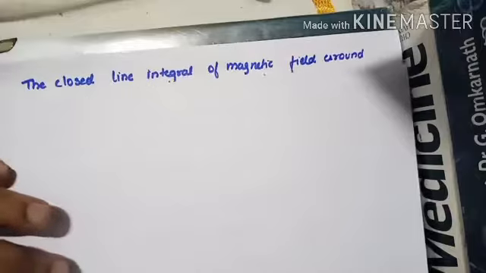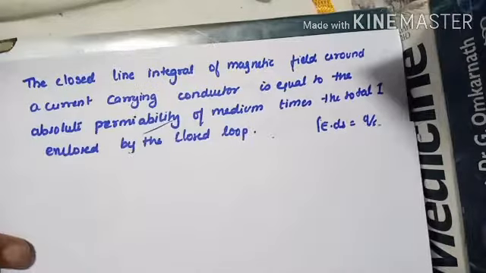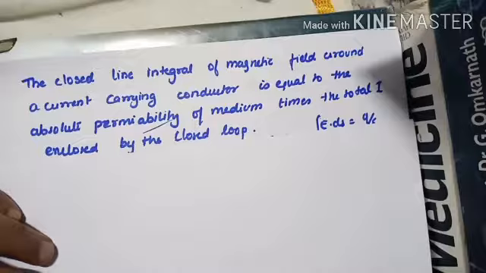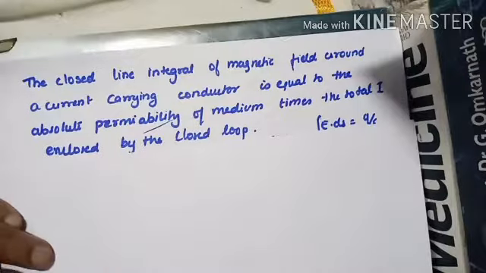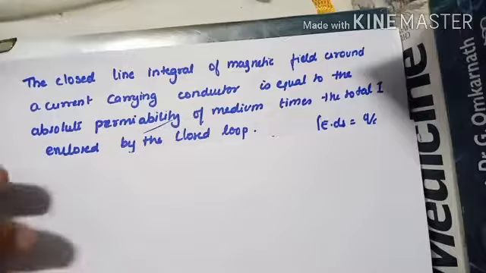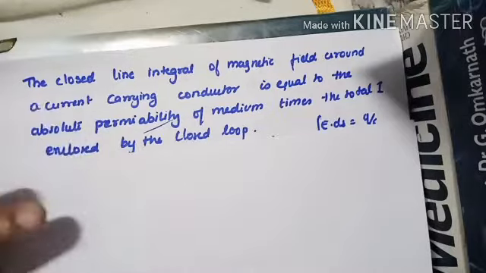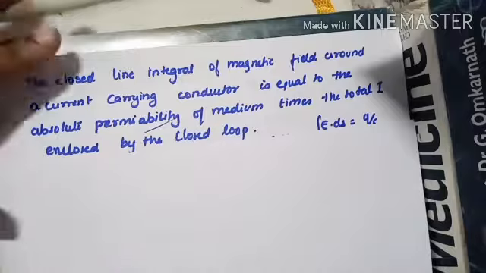Let's move on to the statement of the Ampere circular law, right? That is, the closed line integral of magnetic field around the current carrying conductor is equal to the absolute permeability of the medium times the total current enclosed by the closed loop. I hope you didn't understand anything of it.